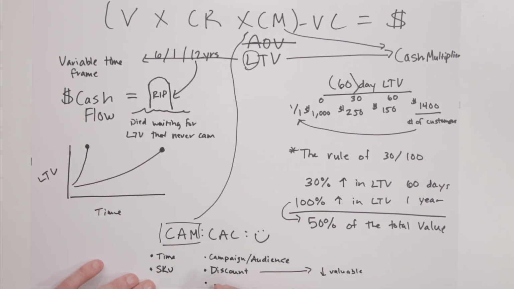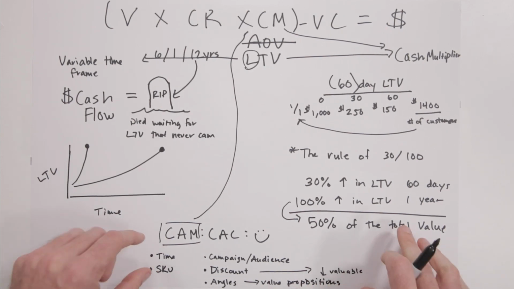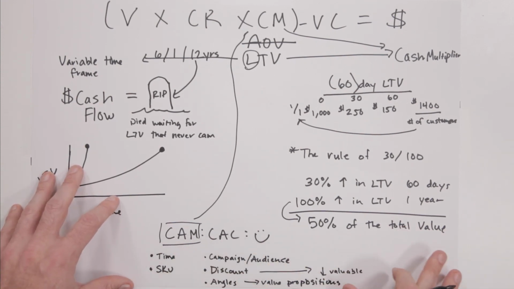And then other things include angles. This has to do with value proposition. Let's say you have a product that you think has potentially 3 different value propositions. The question is, which one builds a deeper connection and a better CAM to CAC ratio?